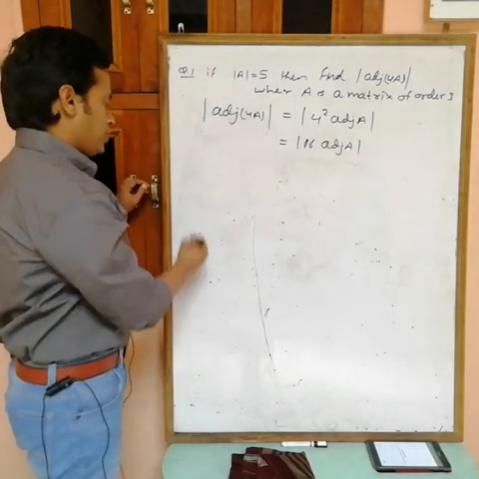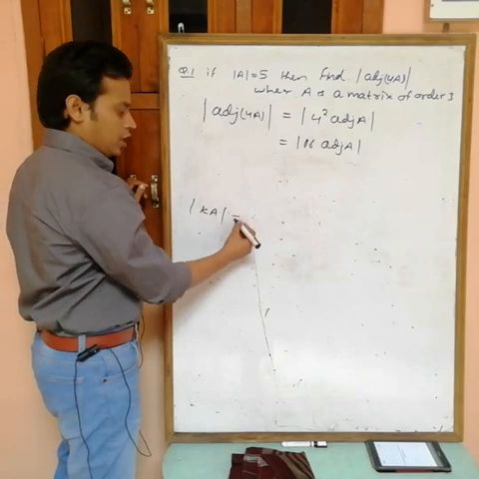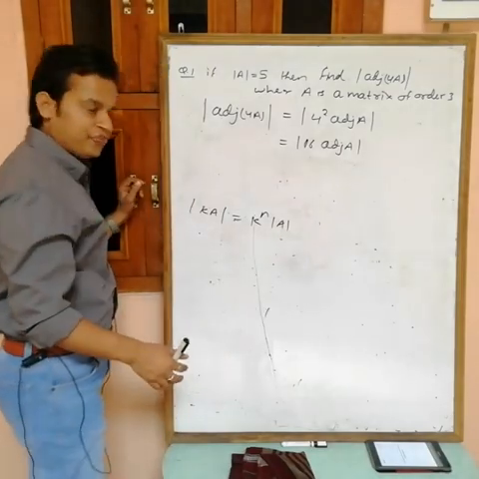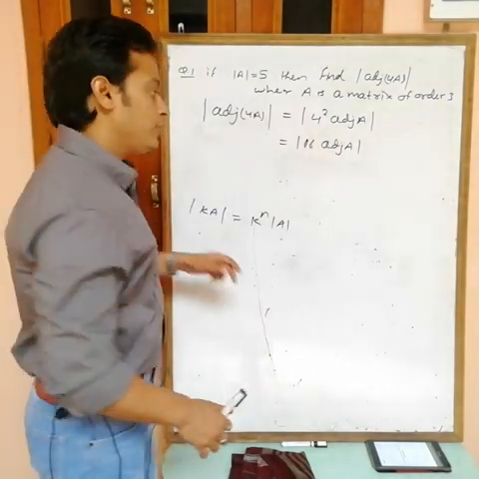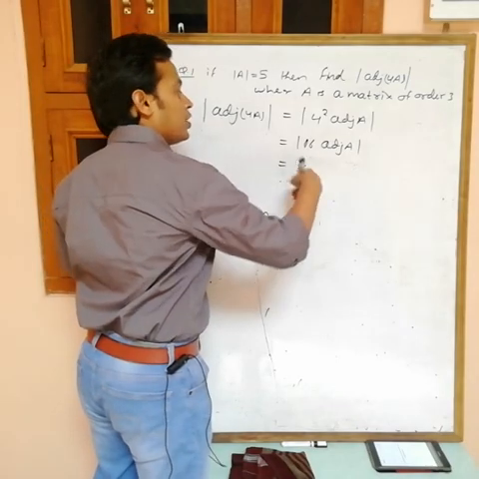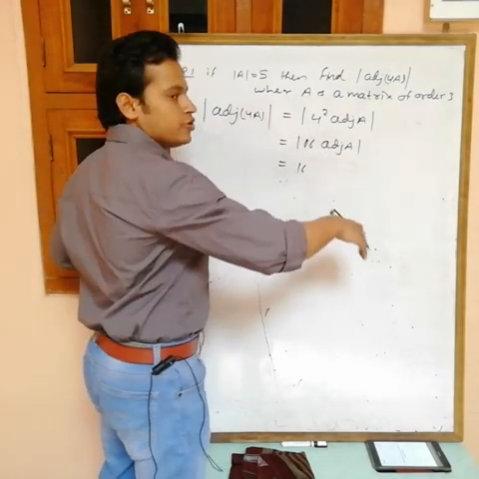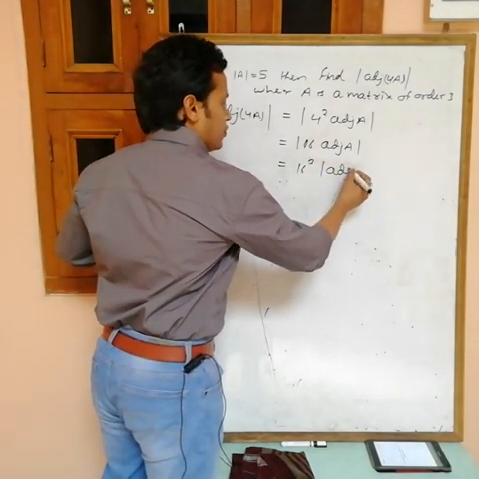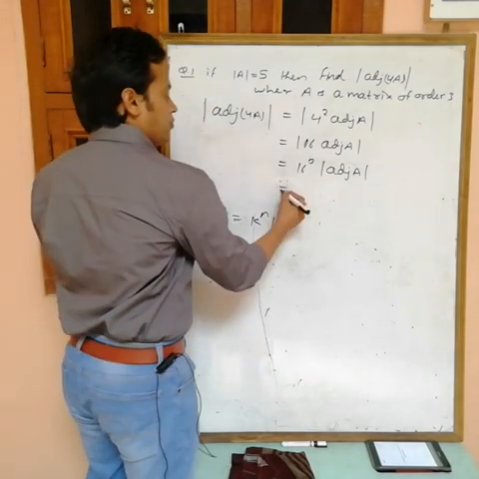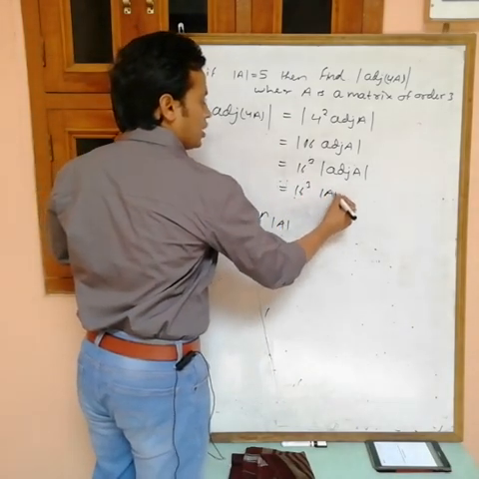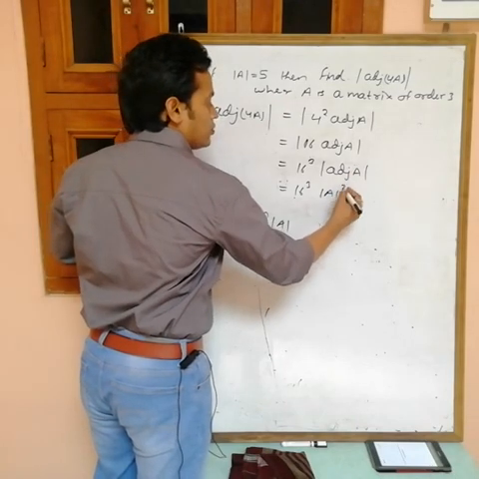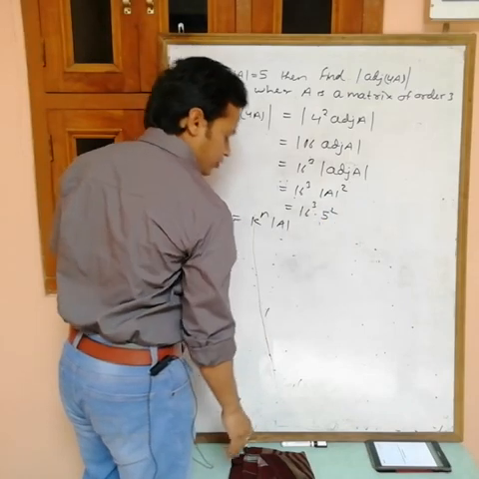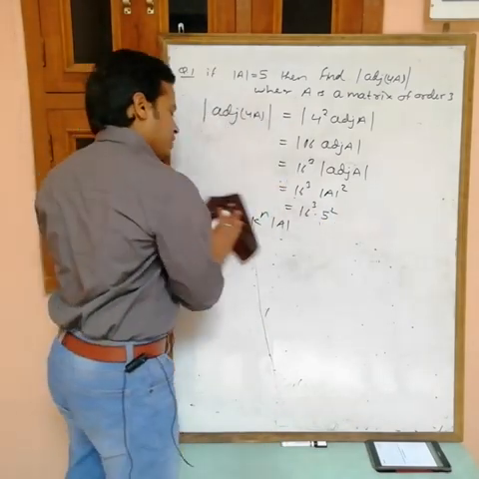Now we know that determinant of K into any matrix A is equal to K power n determinant of A. So determinant of 16 into adjoint A is equal to 16 power n, where n is the order of adjoint A, which is equal to the order of A, that is 3, into determinant of adjoint A. And determinant of adjoint A is equal to det A power n minus 1. N is 3, it means 2. So the final answer is 16 power 3 into 5 power 2. Okay, you can multiply this.